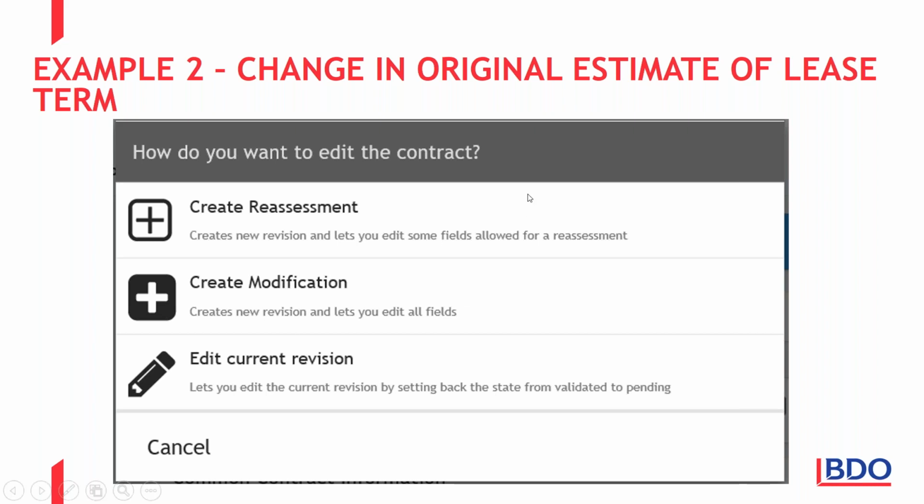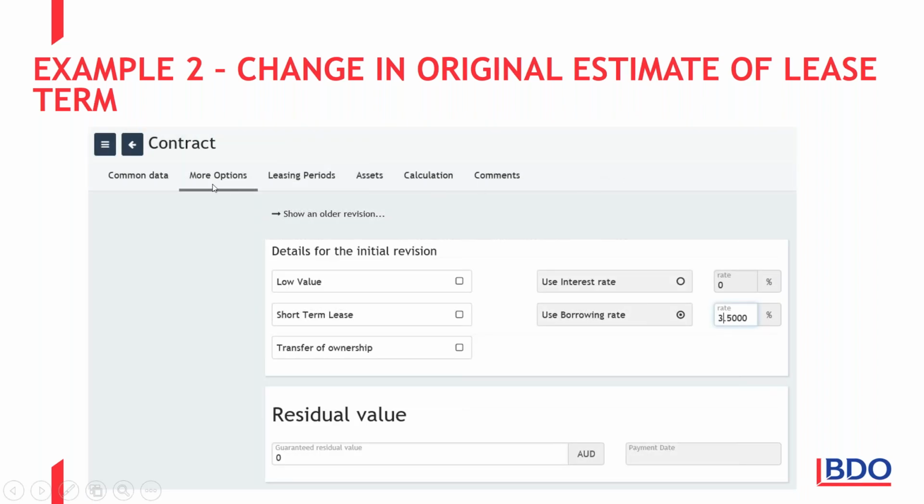So in this instance, you can't just change a contract in BDO Lead. You have to say why you're changing it. And we would have clicked on create a reassessment, because we know if we change our assessment of extension options, whether it's reasonably certain to exercise or not, it's a reassessment. And then what we will do, we go to the options tab and we would say, listen, previously we had an incremental borrowing rate, I think it's 2.5%. We changed that to 3.5%.